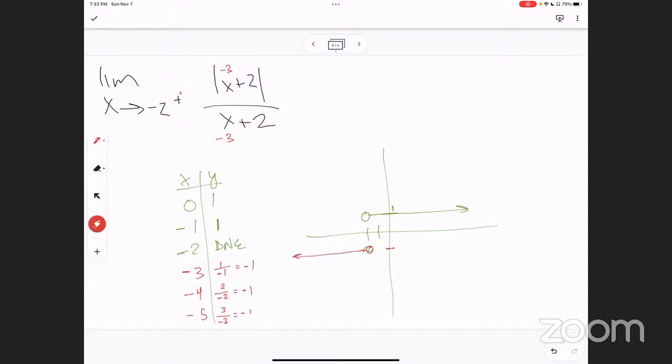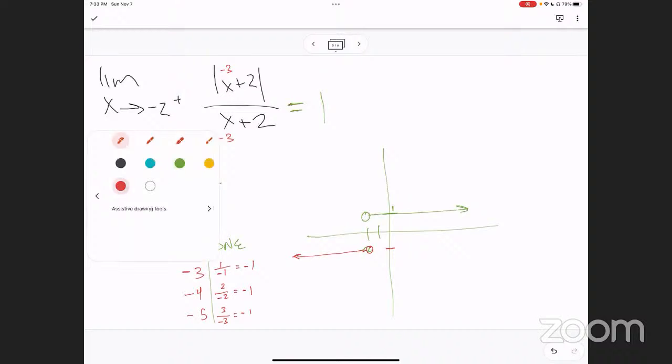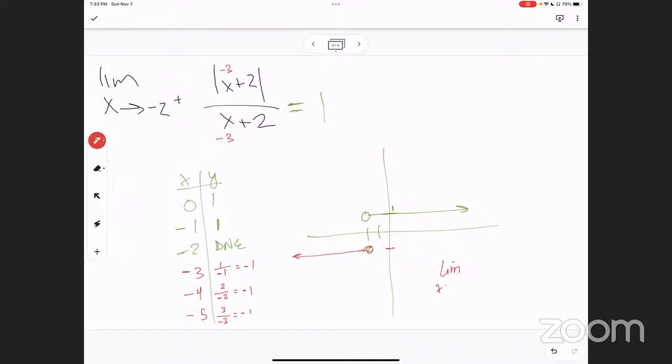So what's the limit as it comes from the right? That's this way. What's the limit as it comes from the right? It's +1. What would the limit have been if it came from the left? -2. It would have been -1. The limit as x goes to -2 from the left of that same function. Do you see it here? If you came from the left, it's -1.